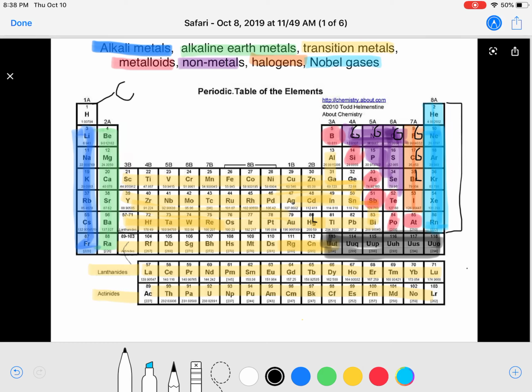We're going to go back to hydrogen over here. These are all gases. Everything else is a solid at room temperature.